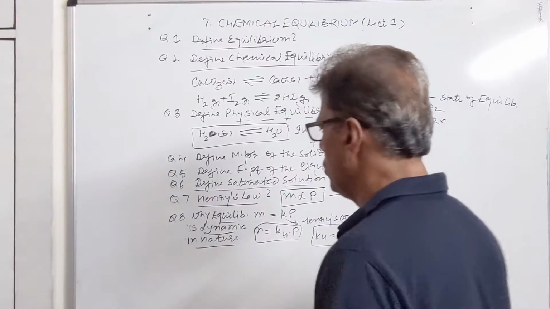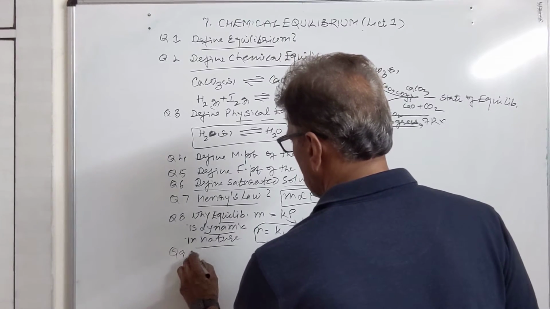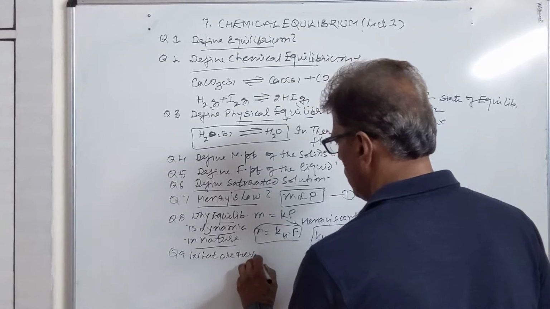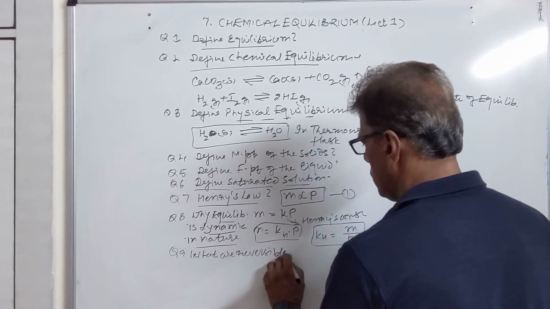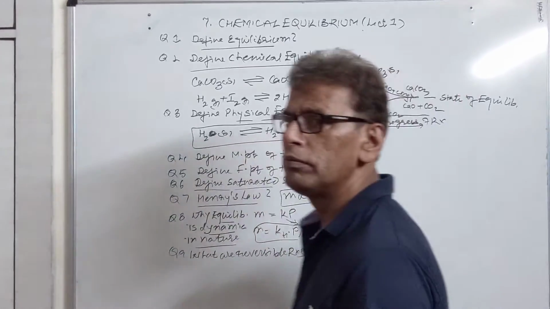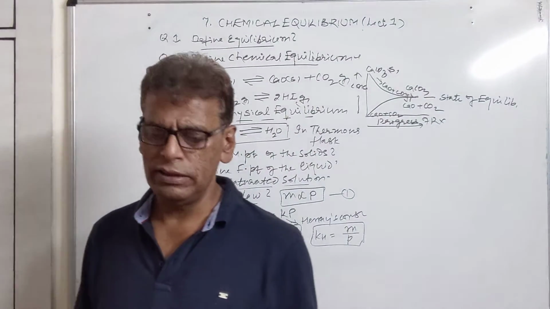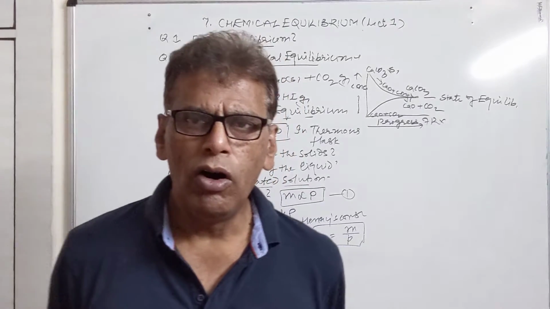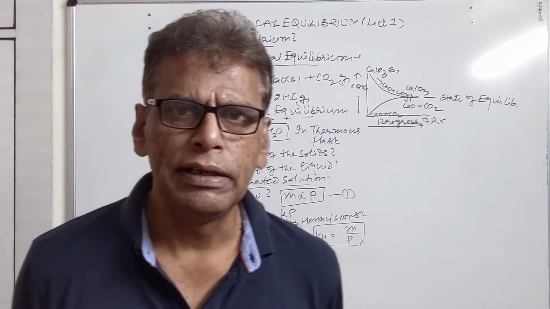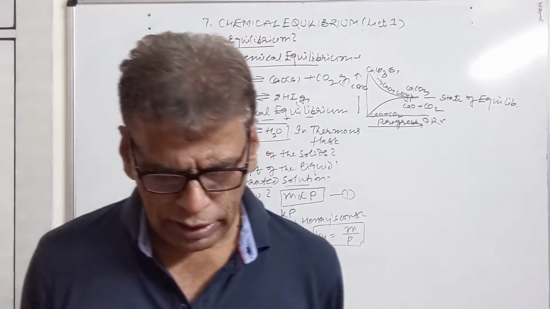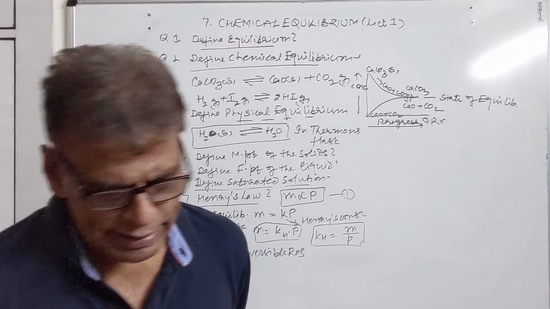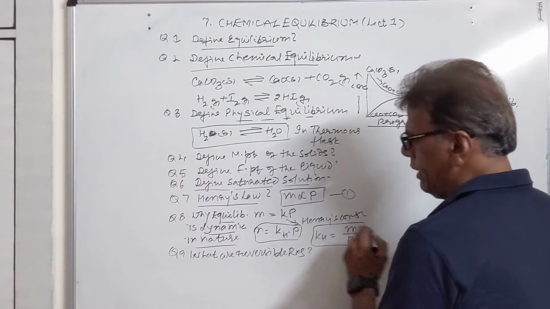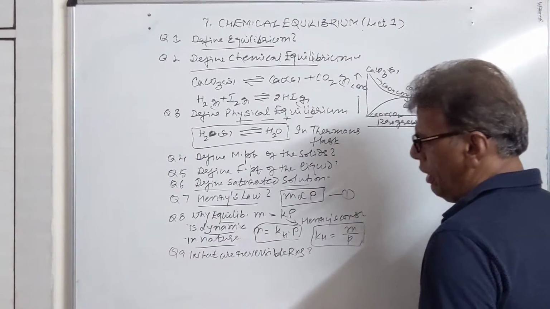Then we have the next question. What are reversible reactions? Reversible reactions are those reactions where the products of the reactions are capable of reforming the reactants. When the products are capable of reforming the reactants, these reactions are called reversible reactions, and the condition is they should be carried out in a closed system.